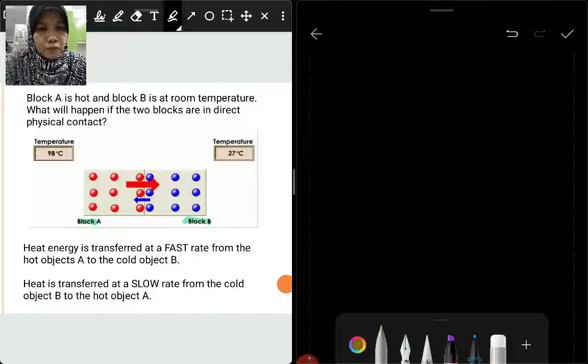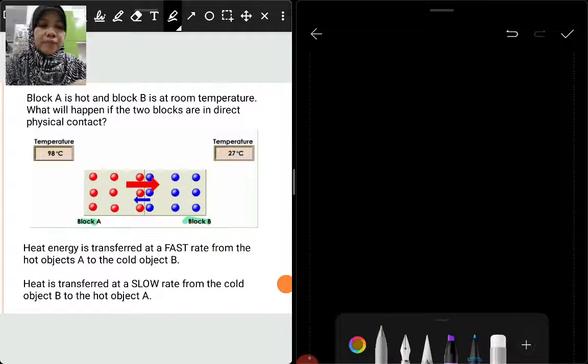When you put both objects in contact, heat is transferred at a fast rate from the hot object to the cold object. Remember the definition of heat: heat is transferred from a high temperature object to a low temperature object. Similarly, heat will transfer fast from block A to block B, and heat is transferred at a slow rate from B to A.